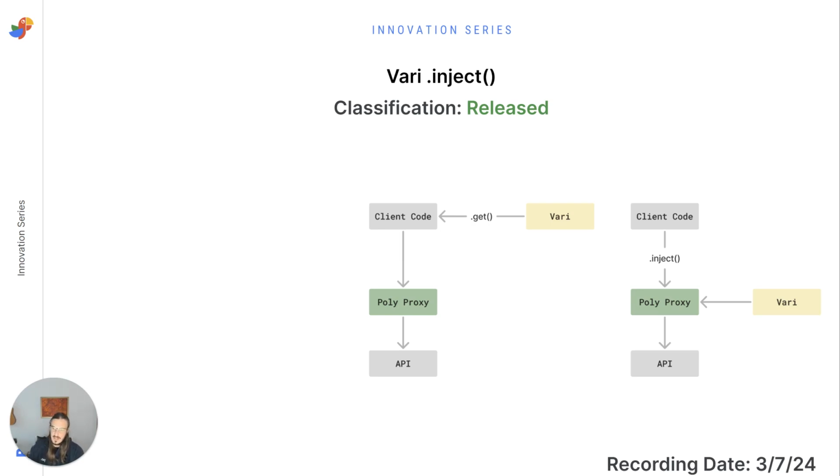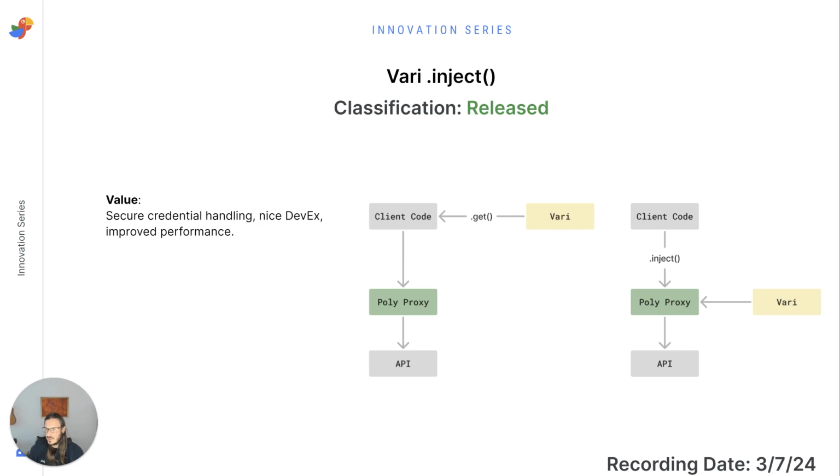So in the .get, you have to first wait for the result, then you can call the function. Whereas with the .inject, you just call the function and the vault and the proxy are co-located, so the extra latency is negligible, which means that it performs faster.